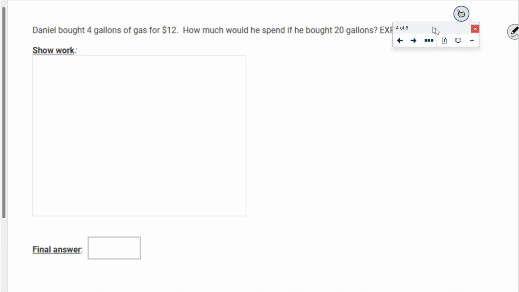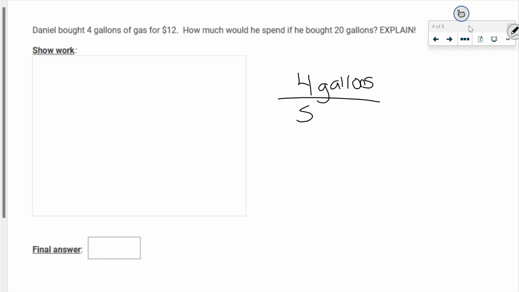Daniel bought 4 gallons of gas for $12. How much would he spend if he bought 20 gallons? All right, let's make our fractions here. We know that 4 gallons costs $20. That's what it gives us in the problem. But we did not buy 4 gallons, we bought 20 gallons. All right, so let's look for a pattern here. So we need to find out how much that would cost.